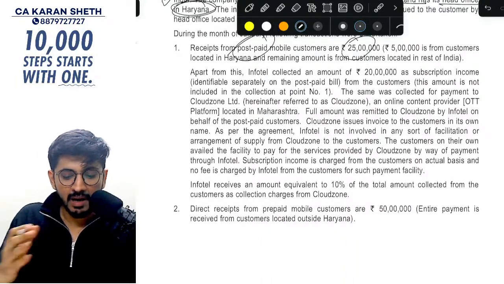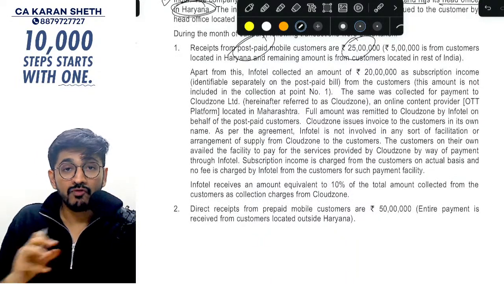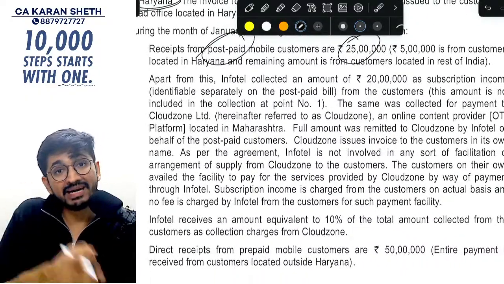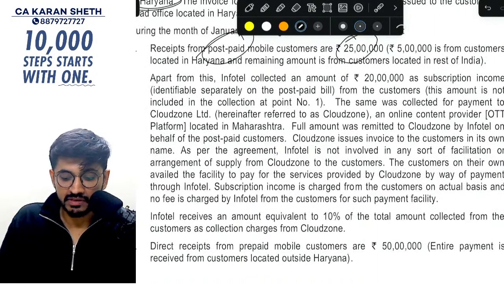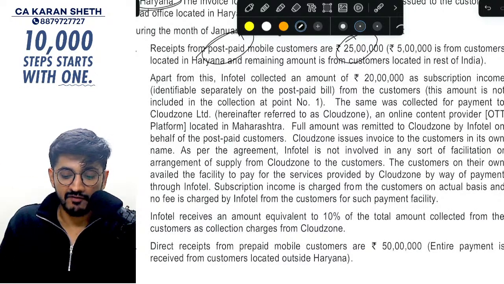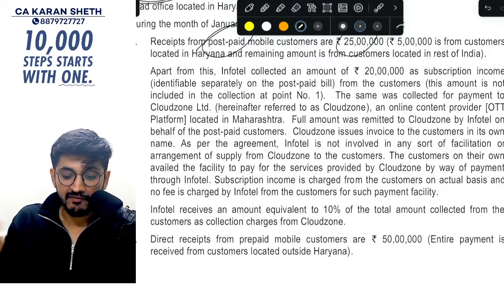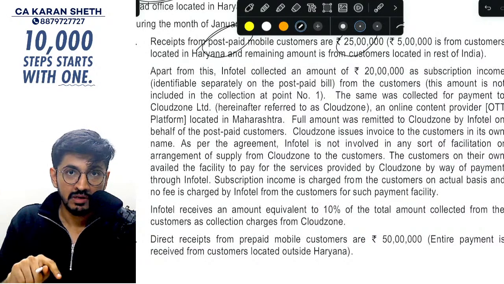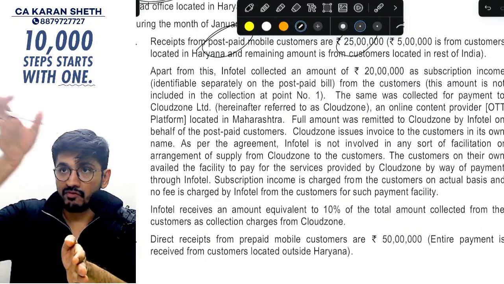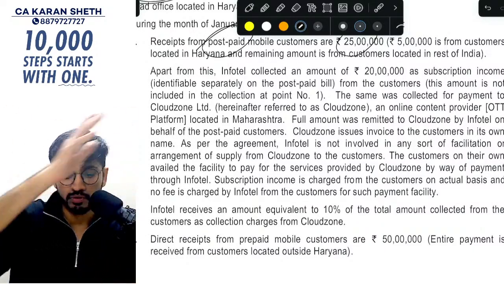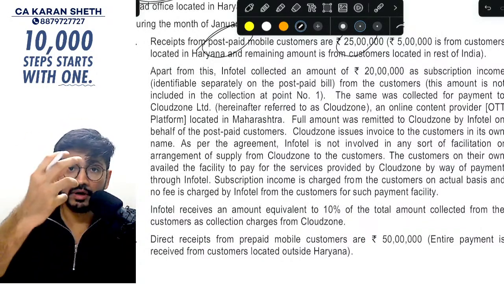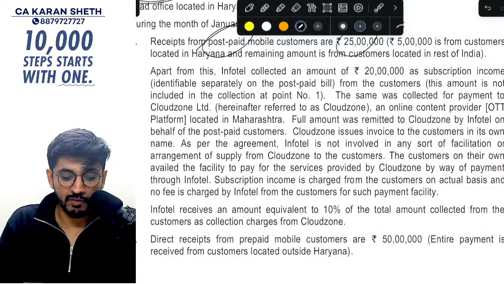Next, apart from this, Infotel collected an amount of 20 lakh rupees as a subscription income, identifiable separately on the postpaid bill from the customers. This amount is not included in the collection of point number one, so it's over and above the 25 lakhs. The same was collected for payment to Cloud Zone. Infotel is collecting it from the customers, and after collecting it, it gives it to Cloud Zone. It does not keep it within itself. Why? Because Cloud Zone is an online content provider, an OTT platform, something like a Netflix.